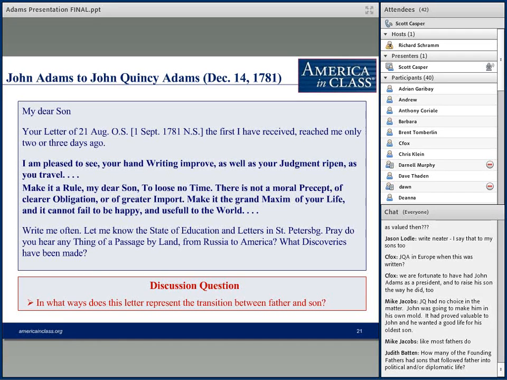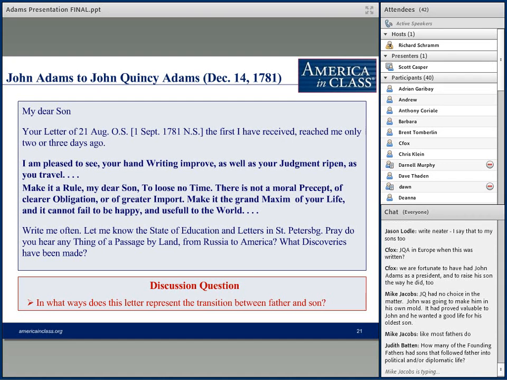Write me often. Let me know the state of education and letters in St. Petersburg. Pray, do you hear anything of a passage by land from Russia to America? What discoveries have been made?" It might be worth noting where they are during this letter. John Adams is in Amsterdam in the Netherlands, where he's the U.S.